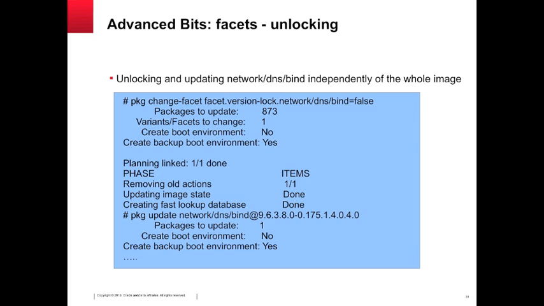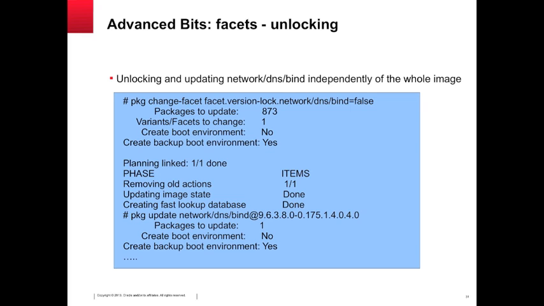Just an example here. So I've just done unlocking a DNS bind. All I've done is use pkg change-facet version.bind=lock, set it to false. It's an image property, so it goes through all the packages on the system. There's actually only one package I care about that needs to be changed.